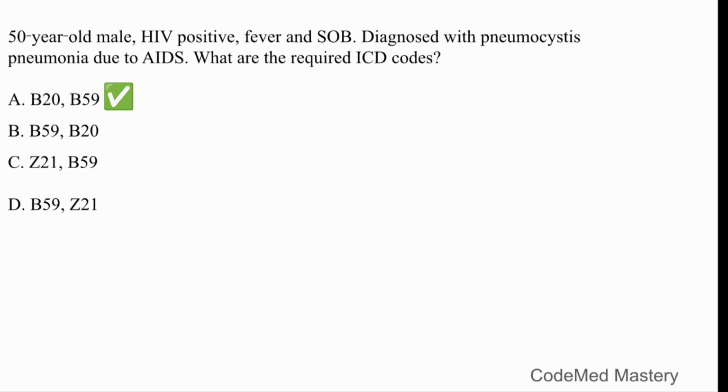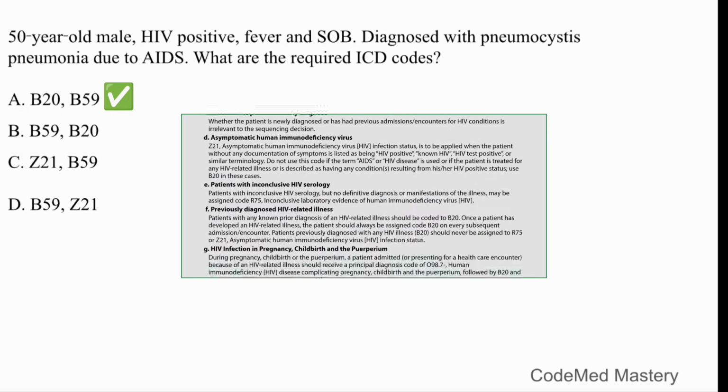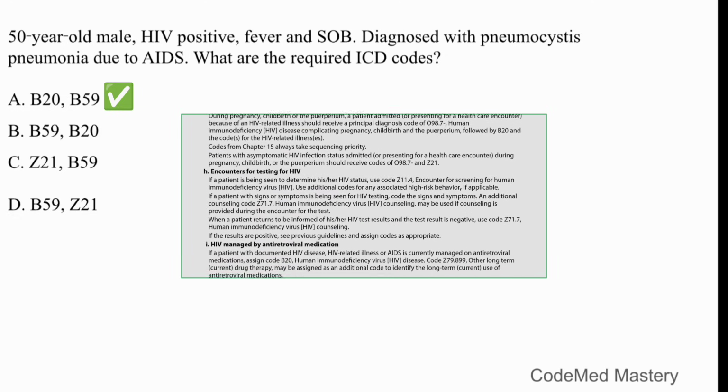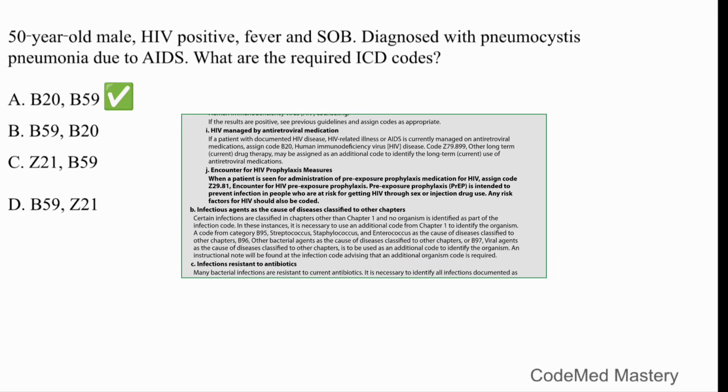You need to read and highlight all the chapter specific coding guidelines which is given in chapter 1, certain infectious and parasitic diseases. Below that, they have given how to code for HIV infections. Highlight them. It will be easy to solve the questions faster.